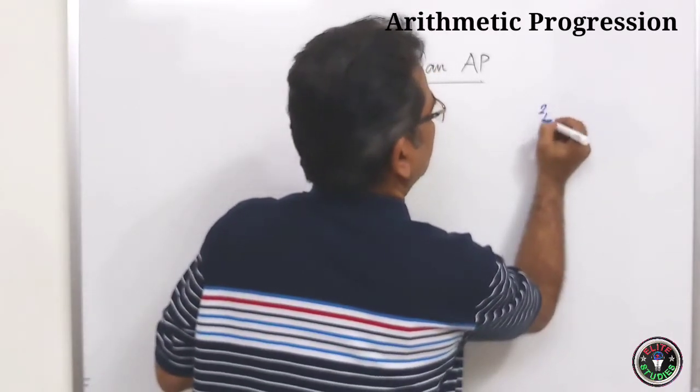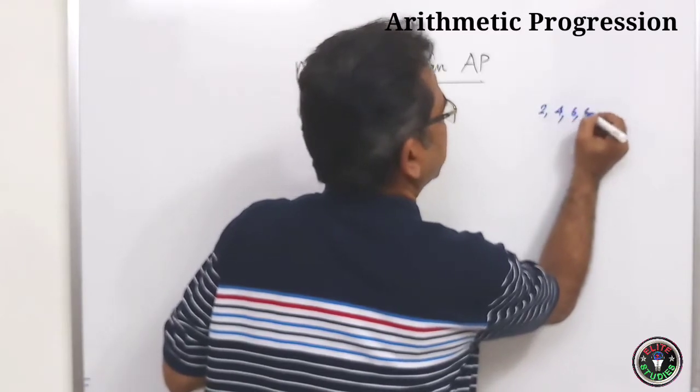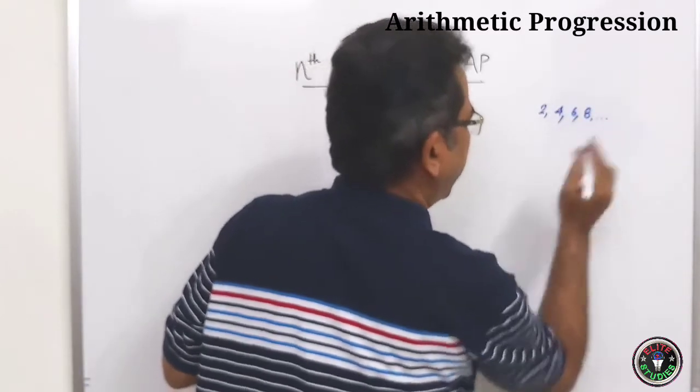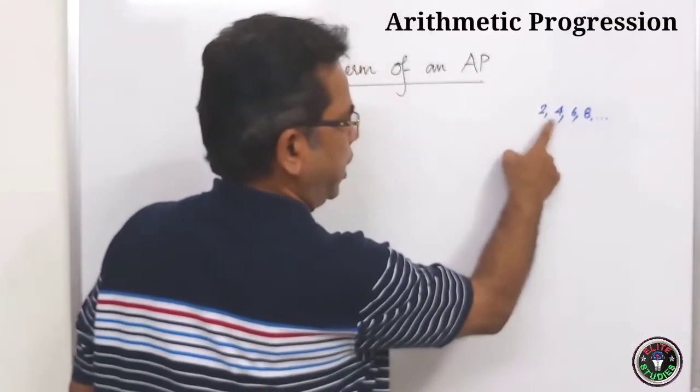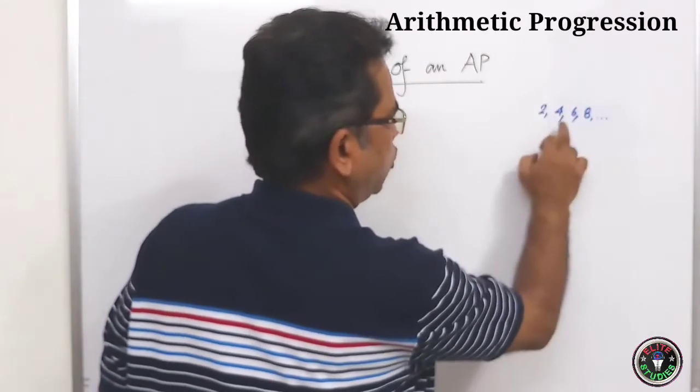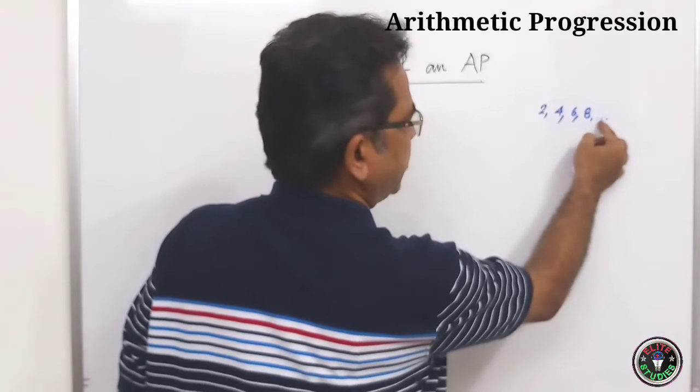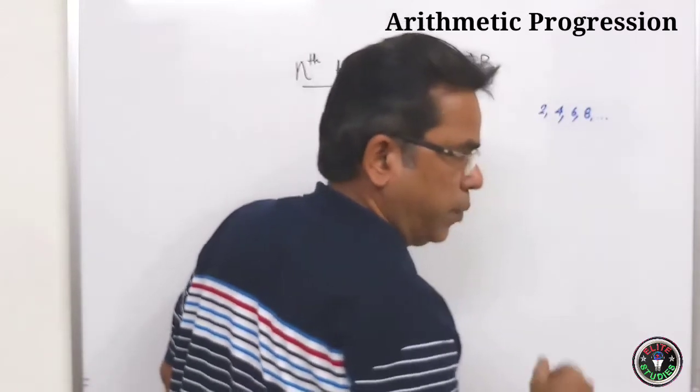Suppose it is 2, 4, 6, 8. Okay, one example: 2, 4, 6, 8. It is an AP, no doubt. a is 2 and the common difference is 2. So 2, 4, 6, 8, you can say the very next term is 10, then it will be 12, then it will be 14.